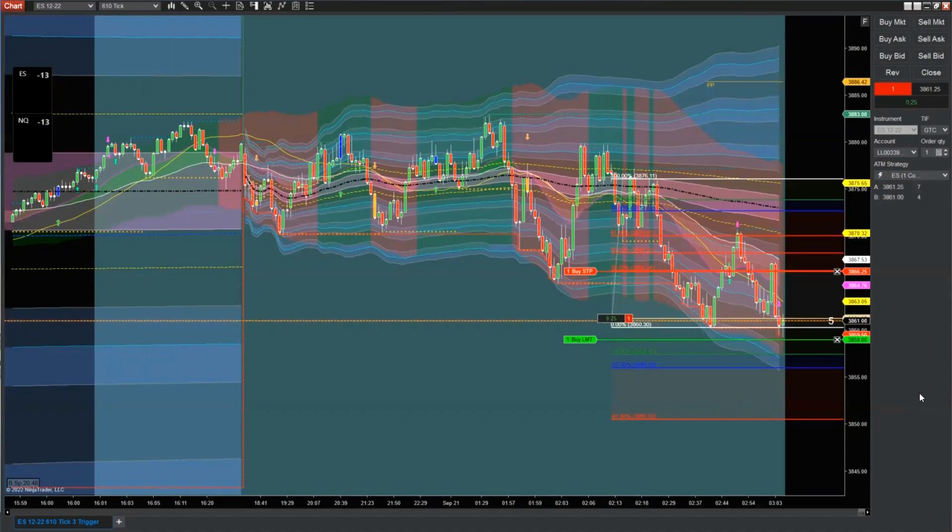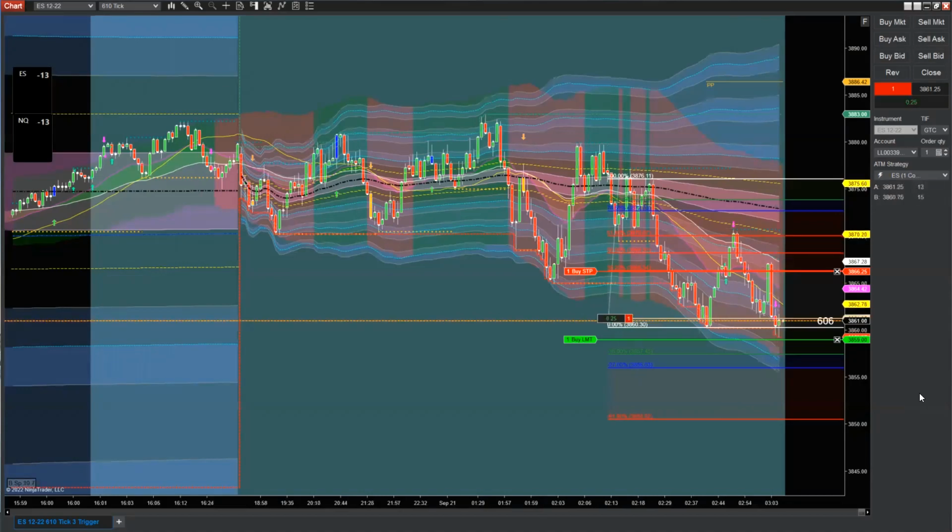Well, London Open just started, so maybe that was the London Open right there. It's always moved to the downside, reversing. Like in Forex, the London Open is a reversal of the Frankfurt.